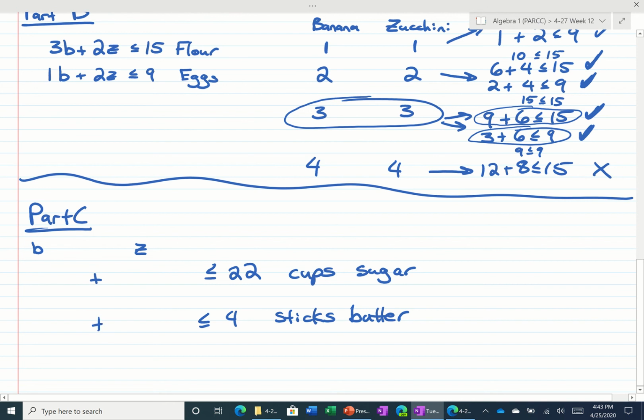I'm going to look up in my charts that we had at first. And it says that for sugar, zucchini bread uses 1.5 cups, and banana bread for sugar uses 2 cups. For butter, zucchini bread uses half a stick of butter, and banana bread uses 0.25.